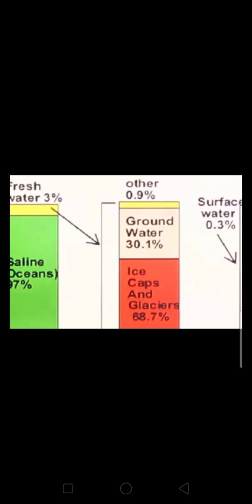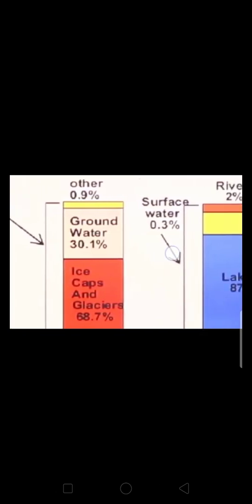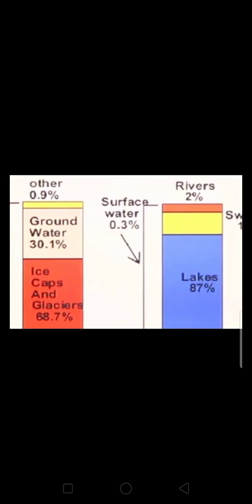It is only 0.3%, only 0.3% of the fresh water present in the lakes, rivers and streams that is available to us.